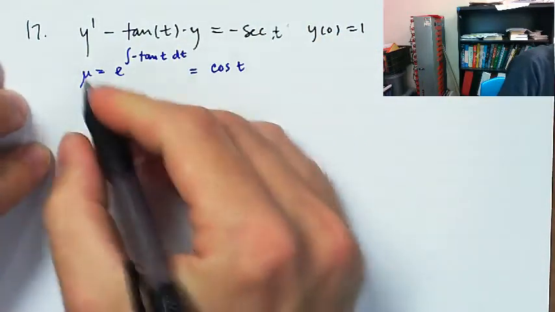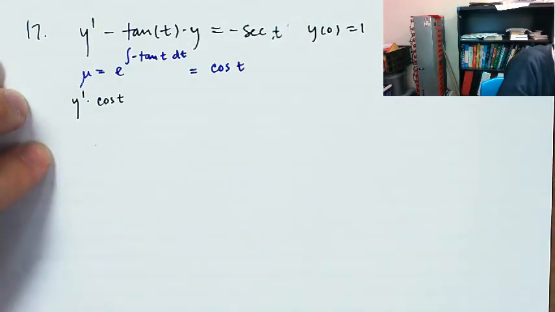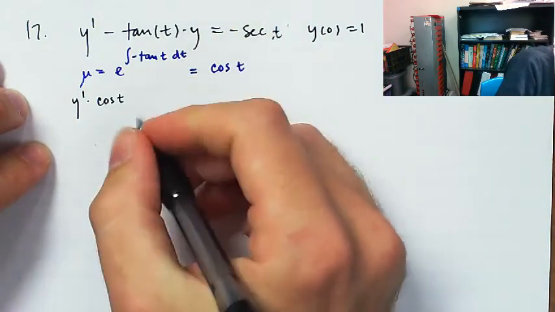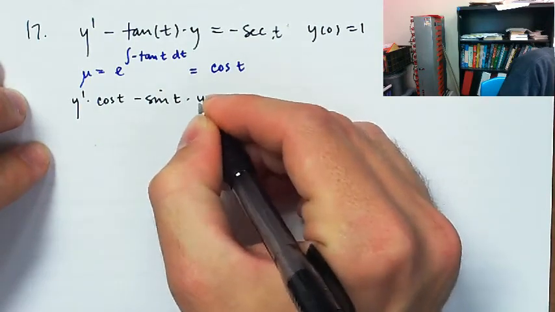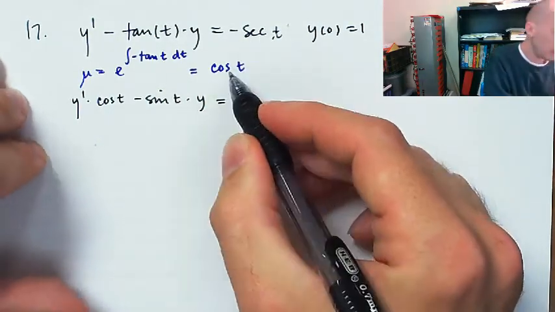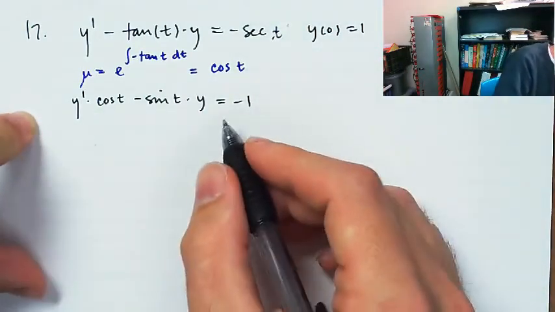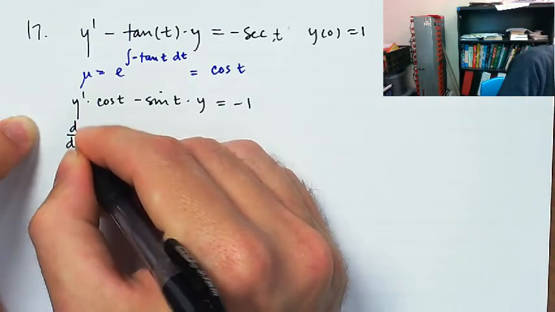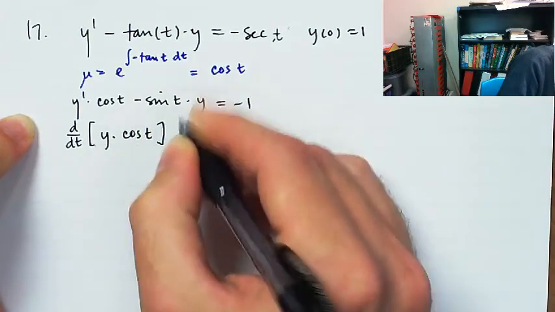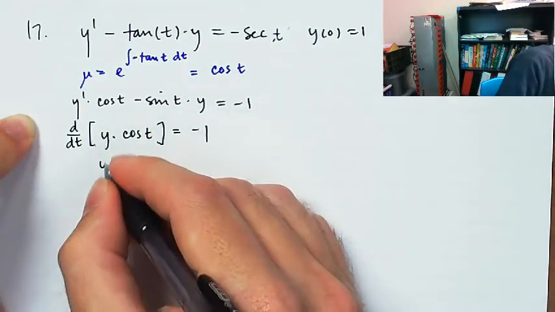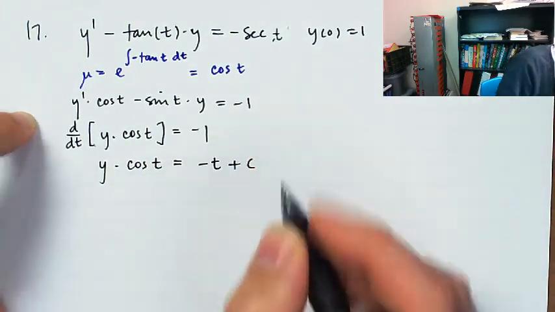All right, so y prime times cosine t. Tangent t times cosine is going to be sine, so minus sine t times y is going to be equal to, oh, cosine times secant, that's going to be 1. So that'll be negative 1 there. Okay. Ah, this is working out nicely. So the derivative with respect to t of y times cosine t is going to be equal to negative 1. So y times cosine t equals negative t plus c.